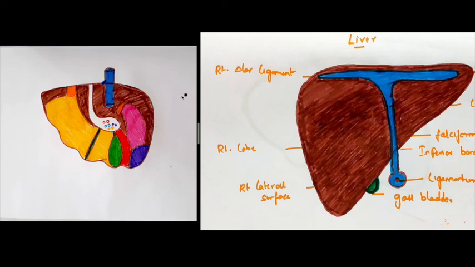If we see the posterior surface, look here, this is the posterior surface. It is triangular in shape. At the middle, we'll see there is a lodgement for the vertebral column. On the right of this vertebral column, we'll see the groove for the inferior vena cava. At the lower end of this inferior vena cava, on the posterior surface, we'll see the right suprarenal gland. And to the right of this inferior vena cava, at this point, we'll see the triangular bare area.